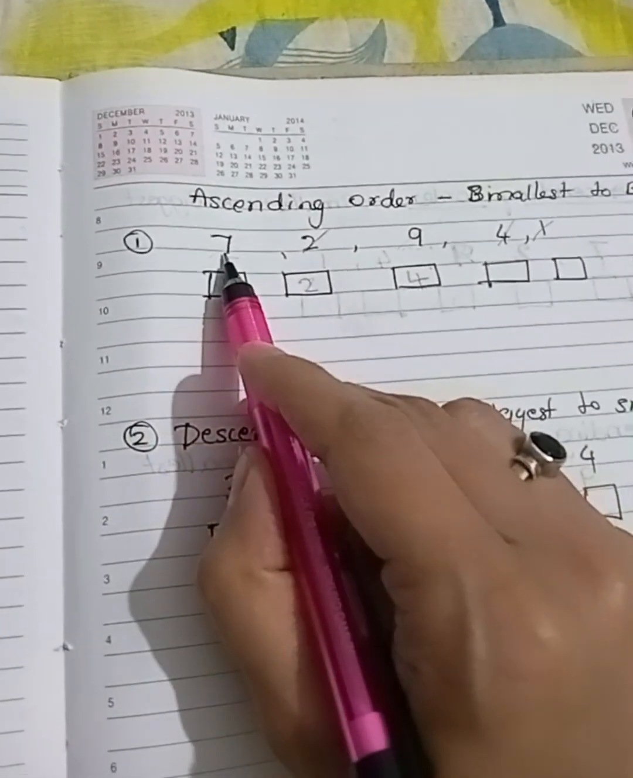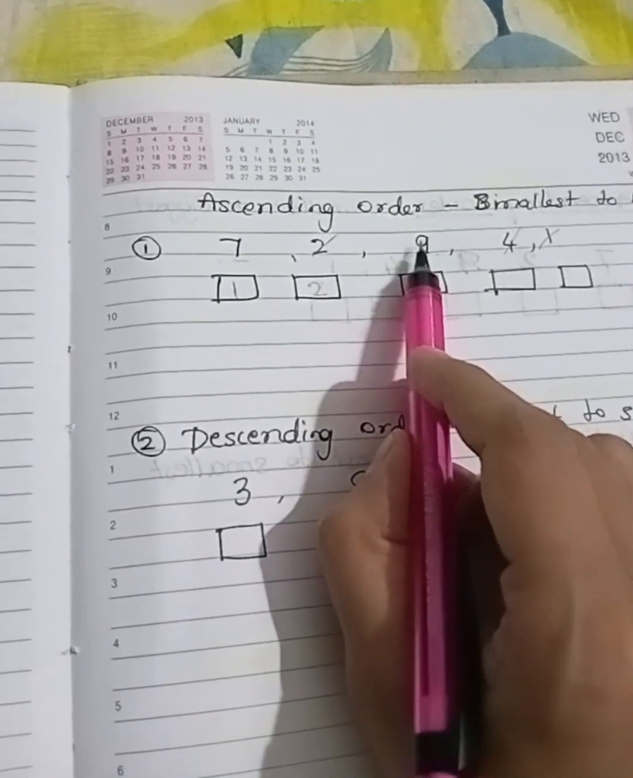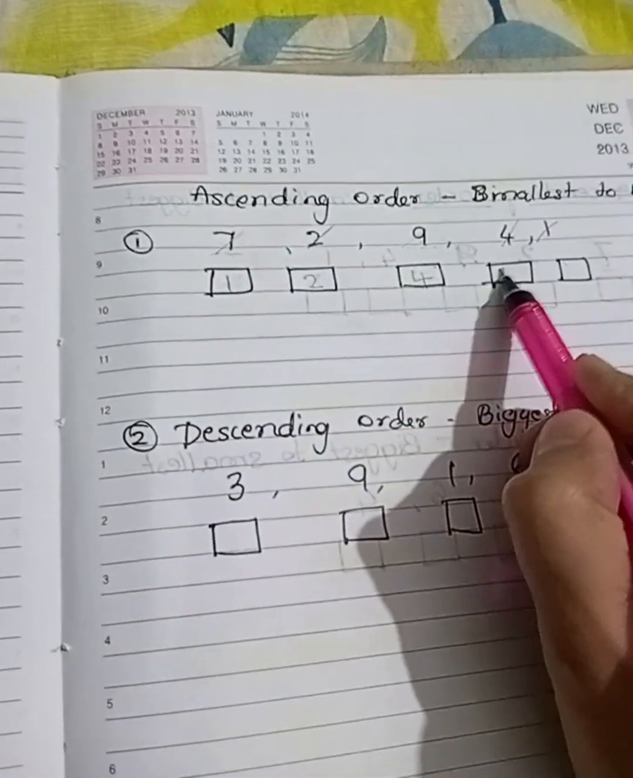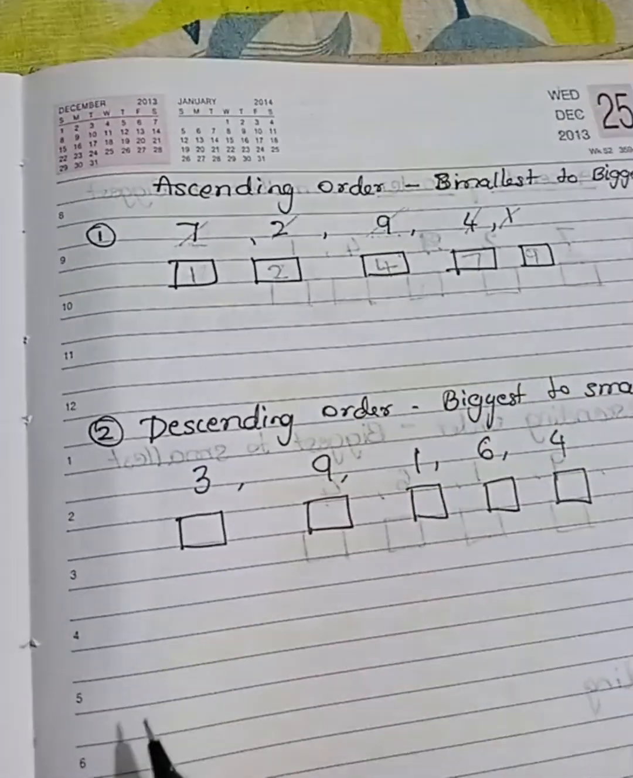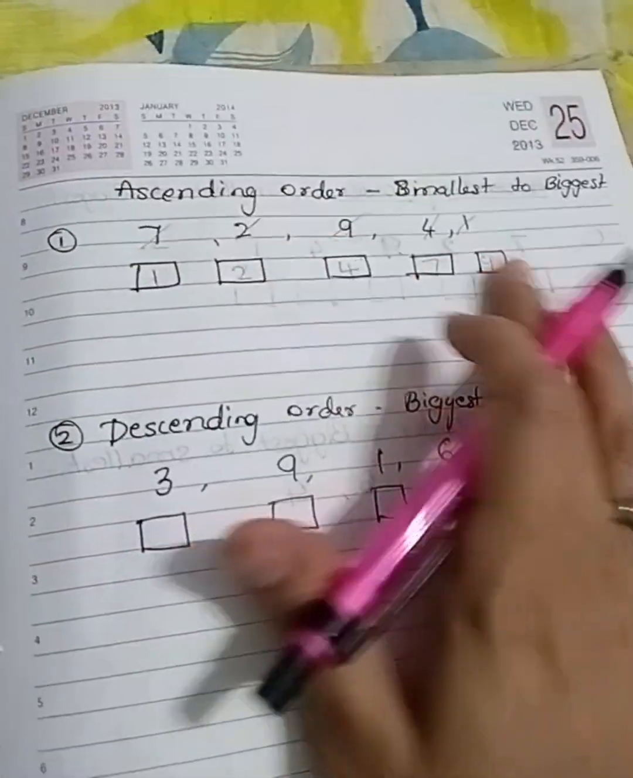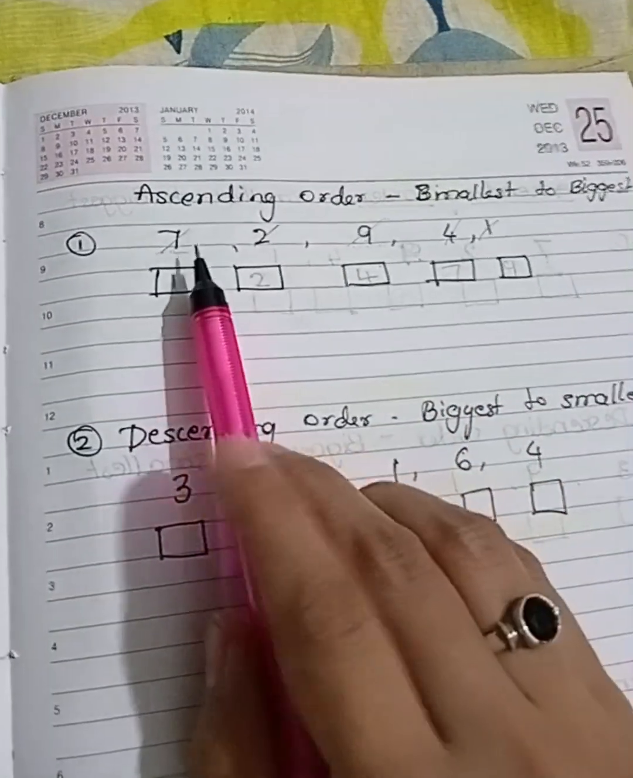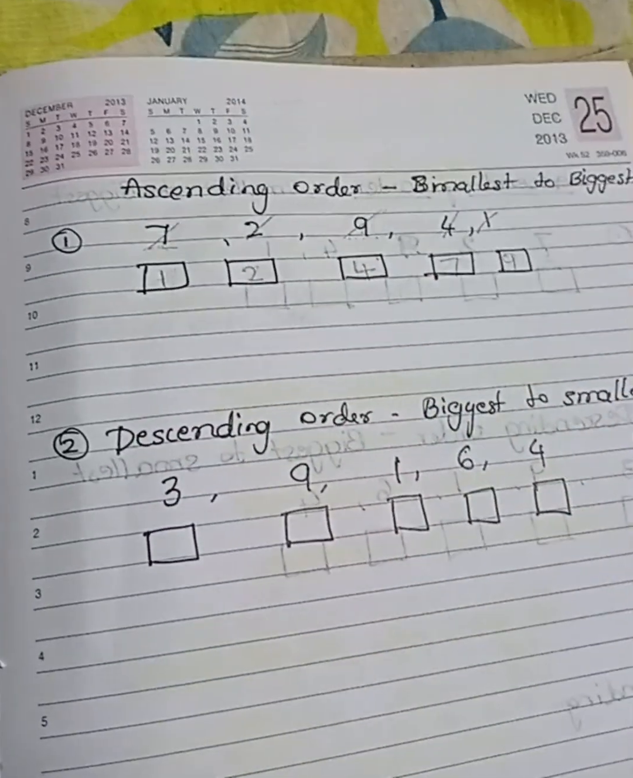So the remaining 2 numbers are 9 and 7. Ask the child which is smallest among these 2 numbers. If they're telling 7, then allow them to write 7 here. And the last remaining number is 9, so 9 comes here. Suppose the child is not able to understand this concept or not able to tell which is the smallest among these 5 digits, so we'll use another method.